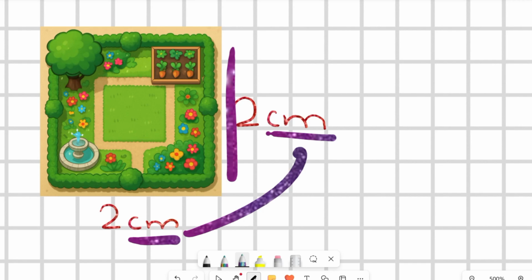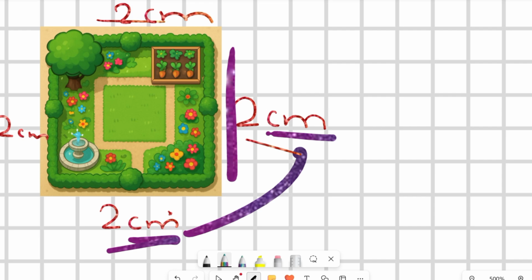Now, in perimeter, we have to count all the sides. A square has the same sides. If this is 2 centimeter, the other side above this is also going to be 2 centimeter. It's not gonna change its unit. It's gonna be the same, and same over here. If this is 2 centimeter, there it's also going to be 2 centimeter. Let's just write it for no more confusions.